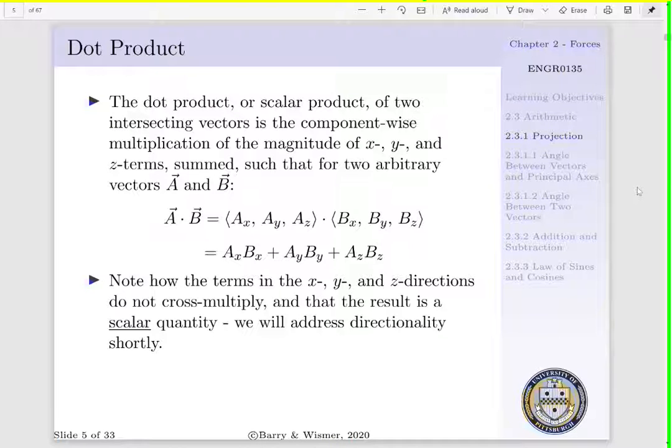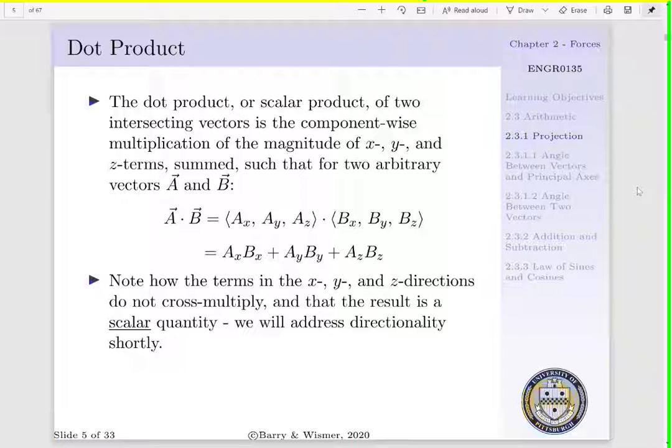Now, the dot product is also referred to as a scalar product because its result is a scalar value, and it is a component-wise multiplication of the magnitudes of our x, y, and z terms, and then it is summed. So, say we have two arbitrary vectors, a and b. We have a dot b, and notice a dot in between these two vectors. This does not imply multiplication. This means a dot product. And this can be expressed as our vector a, which is expressed as ax, ay, and az, dotted with vector b, which is expressed as bx, by, and bz.